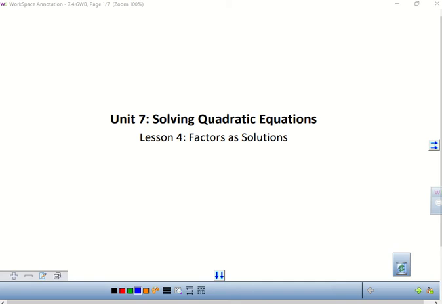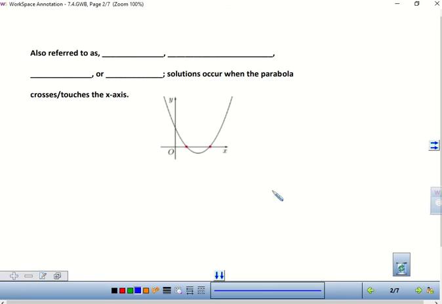So, today we're going to be doing Unit 7, Solving Quadratic Equations, Lesson 4, Factors as Solutions.